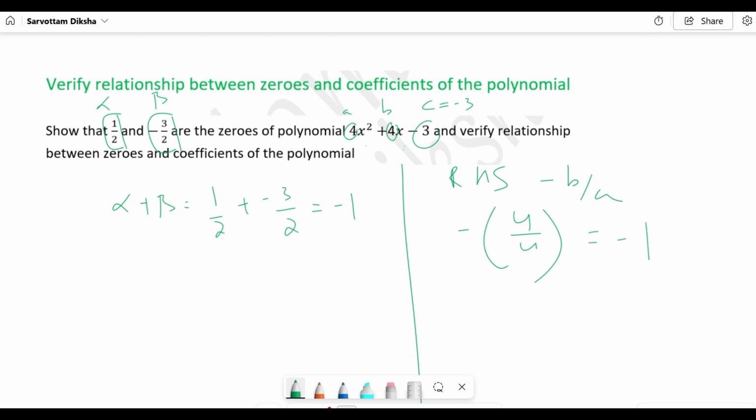Yes, they are true. Alpha beta is 1 by 2 into minus 3 by 2, which is nothing but minus 3 by 4. What is it here? We say it is given by c by a. Yes, minus 3 is c and a is 4. So yes, these two are also equal. So we verified the relationship.